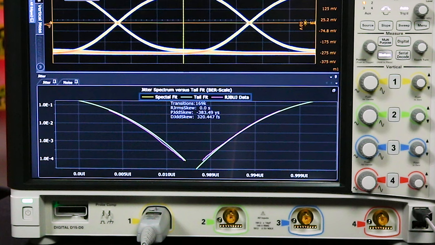The algorithm works by fitting a Gaussian function to the tails of the RJ-PJ histogram. In general, the tail fit method requires more data to converge than the spectral method. So we recommend using the spectral method unless you expect crosstalk or other aperiodic, bounded, uncorrelated jitter. In the case that you're not sure which method to use, you can look at the tail fit spectral bathtub plot to determine which method works best.